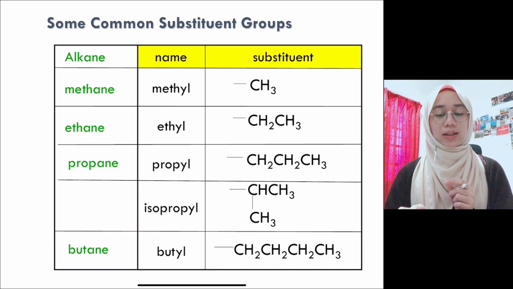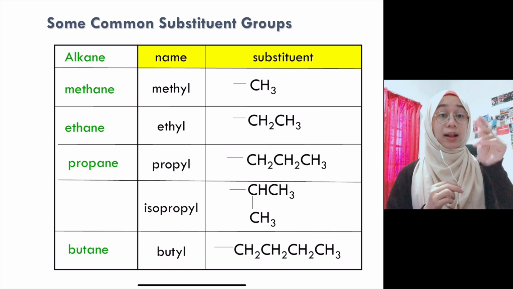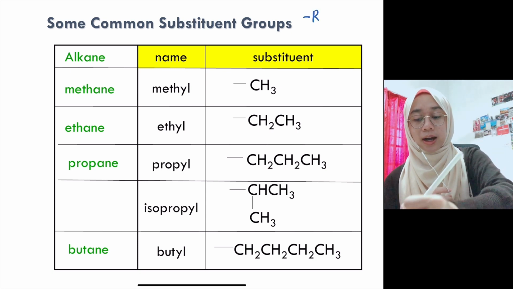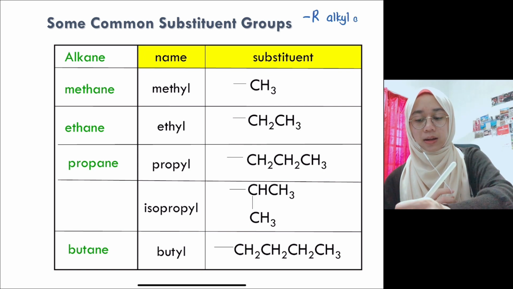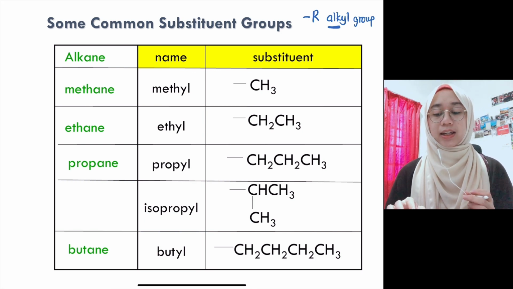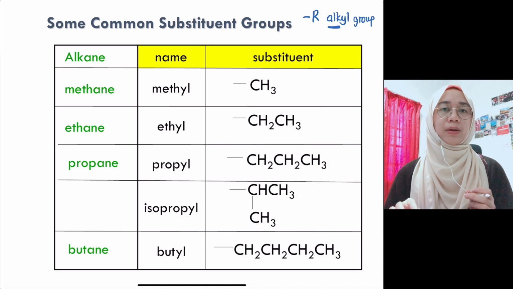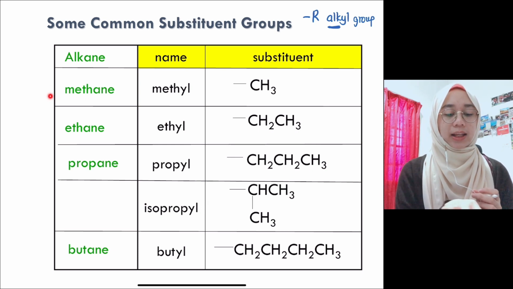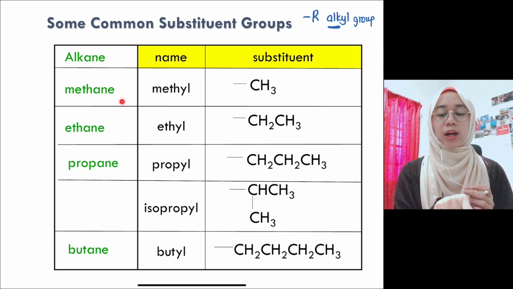Okay, so these are some common substituent groups. Remember alkyl group, alkyl group. R ni dipanggil sebagai alkyl group. Sebenarnya ALK stands for alkane. Jadi alkyl group is apabila alkane kita dia menjadi substituent. So bila dia jadi substituent, nama belakang dia kita akan tukar kepada YL. So let's say alkane kita adalah methane, therefore nama substituent dia would be methyl, whereby this is the substituent.